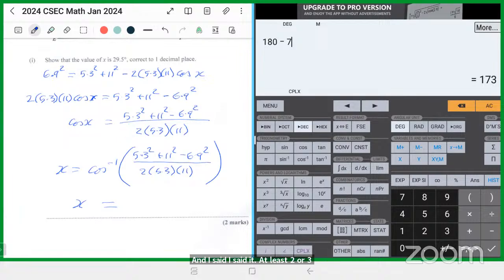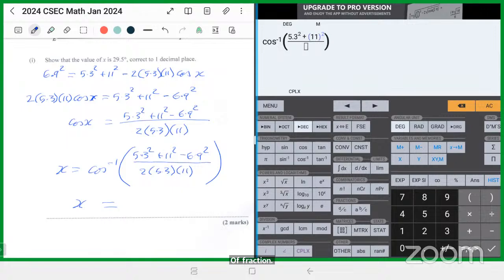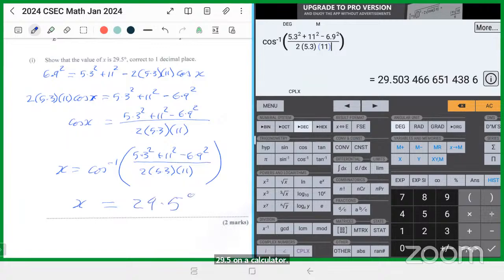We have to find an angle given 3 sides. You have to use the cosine rule to find it. All right, so get yourself comfortable with it. So it's cos to the -1 of a fraction. Set it out exactly as it appears there: 5.3 squared plus 11 squared minus 6.9 squared over 2 bracket 5.3 close bracket open bracket 11 close bracket, see? 29.5 on the calculator. 29.5 degrees shown.